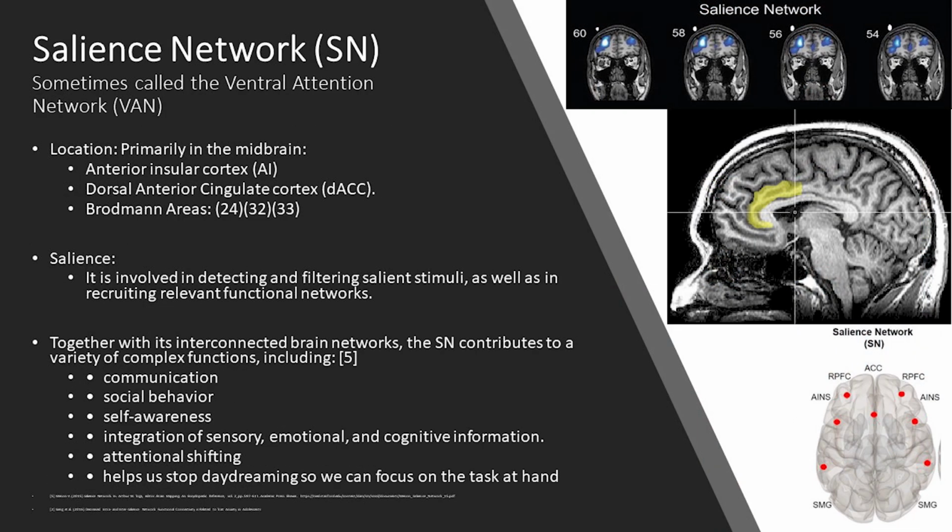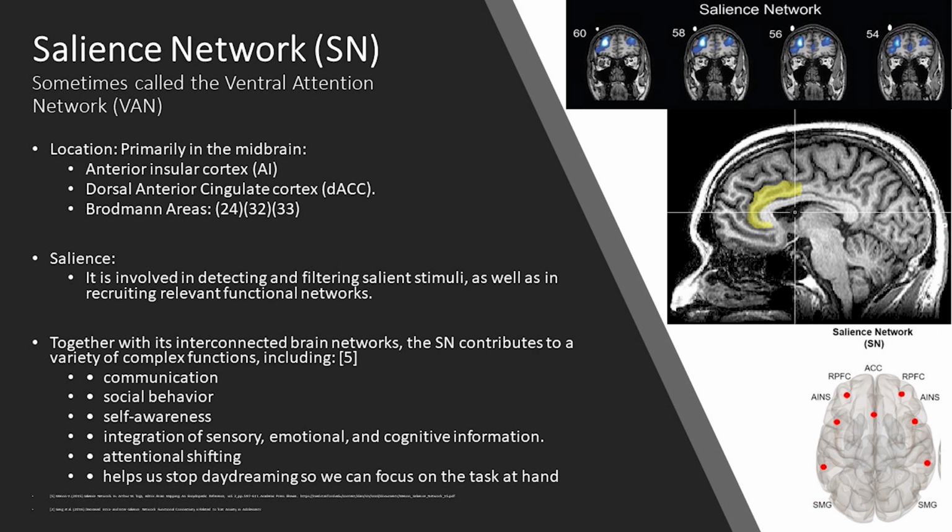So our first network of interest is the Salience network, SN for short, sometimes called the ventral attention network. Its location is primarily in the midbrain, the anterior insular cortex, the dorsal anterior cingulate cortex, and the Brodmann's areas 24, 32, 33. It is involved in detecting and filtering salient stimuli, so what is salient to us, what we find interesting, what we attune our awareness to.